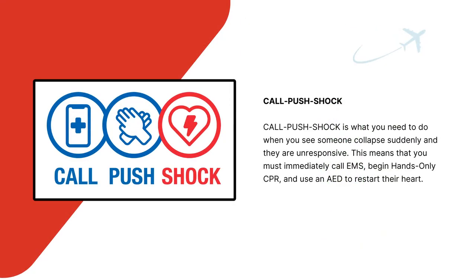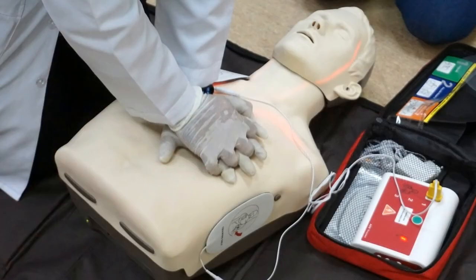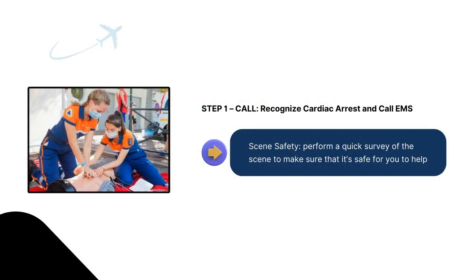Call, push, shock. Call, push, shock is what you need to do when you see someone collapse suddenly and they are unresponsive. This means that you must immediately call EMS, begin hands-only CPR, and use an AED to restart their heart. Step 1. Call. Recognize cardiac arrest and call EMS.